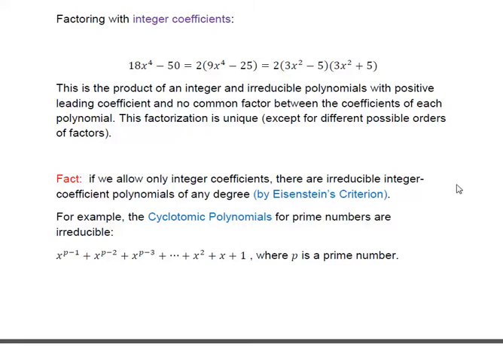Now, if we allow only integer coefficients, there are irreducible integer coefficient polynomials of any degree, as high as we'd like. For example, if p is a prime number, we have the polynomial x to the p minus 1 plus x to the p minus 2 plus x to the p minus 3, going down descending powers of x down to x to the 2 plus x to the 1 plus x to the 0, which is 1. And this is an irreducible integer coefficient polynomial called a cyclotomic polynomial.